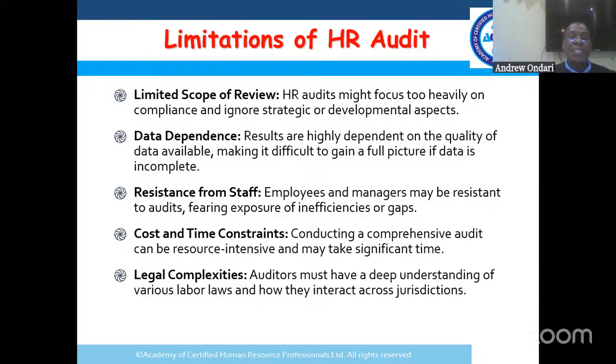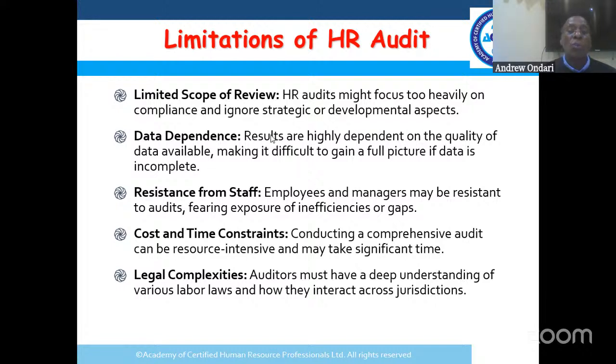Secondly is data dependence. The HR function does not work in isolation. It works in consultation and in dependence on other functions, such as the finance department, production department, public relations department, or marketing. Dependence on other data sources becomes a challenge. How is it a challenge?